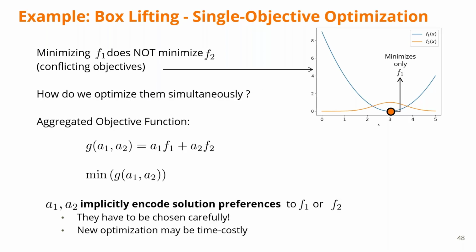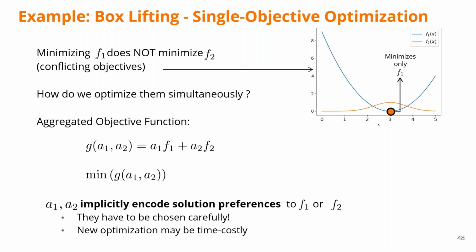The weights that aggregate the functions here implicitly encode solution preferences. If this is an ergonomics motion problem like horse, and our ergonomics expert chooses A1 to be much higher than A2, then the solution will favor the minimization of F1. If the expert decides posteriorly that the choice was not satisfactory, then the weights have to be chosen again, and consequently, the optimization will have to be run again as well.